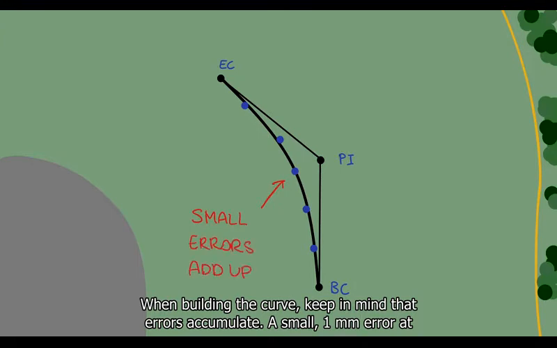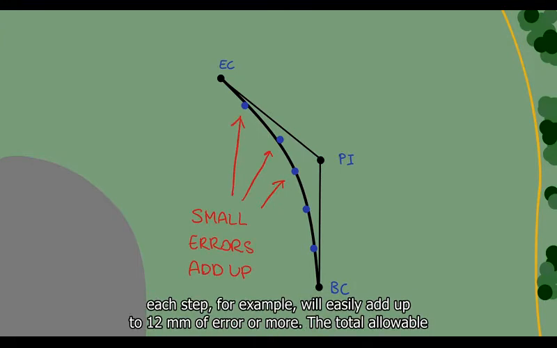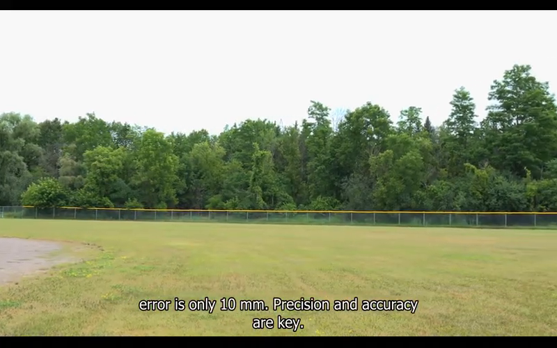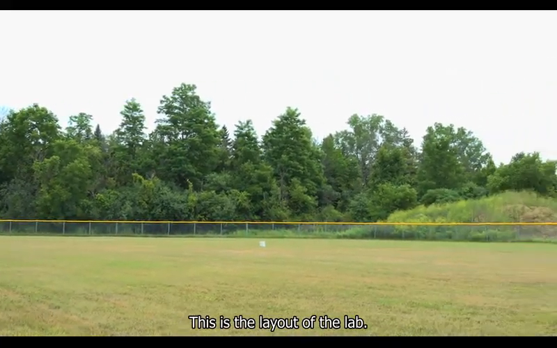A small 1mm error at each step, for example, will easily add up to 12mm of error or more by the end. The total allowable error is only 10mm. Precision and accuracy are key. This is the layout of the lab.